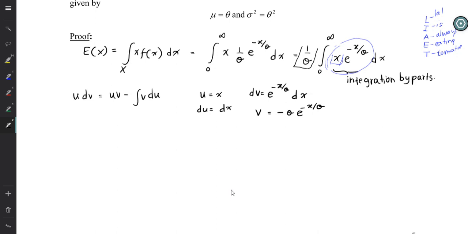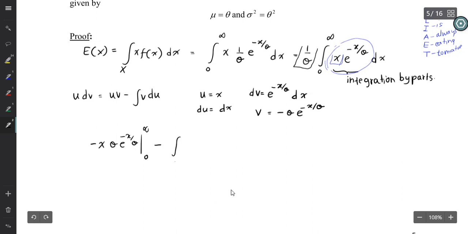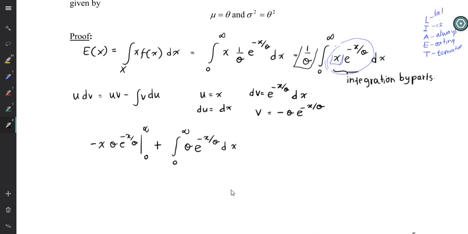Okay, so our u dv is just the integration, right? So u is x, v is negative theta e to the negative x over theta, evaluate from 0 to infinity, minus the integration from 0 to infinity. V is negative theta, so this negative and this negative becomes plus theta e to the negative x over theta du, and du is dx, right? So here's our v and du is dx.